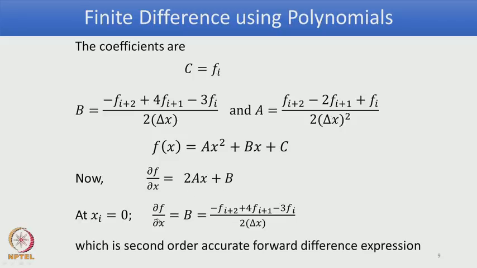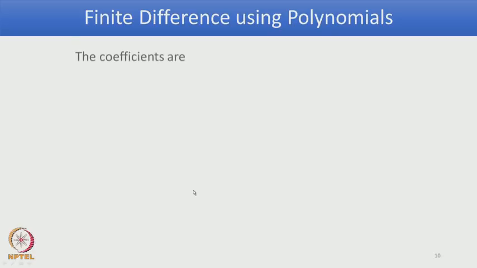Now, we have shown the first derivative dou f by dou x from this polynomial. So, if you take one more derivative, then you will get the second derivative. So, dou f by dou x is given here, take the second derivative. So, dou squared f by dou x squared, and that is what is shown here.